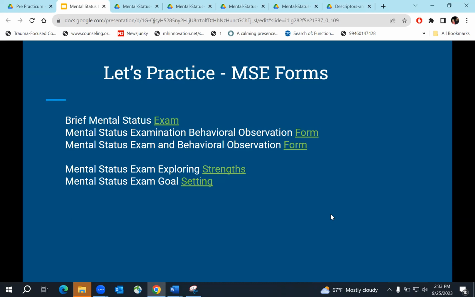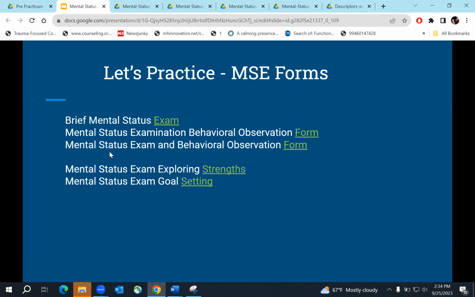For your assignments this week, you have 2 assignments in there. The first assignment, you are going to watch 3 different case studies, and you're going to use the 3 different forms: the brief mental status exam, the mental status exam behavioral, and the mental status exam and behavioral observation, 1 for each. Those are all linked in there.